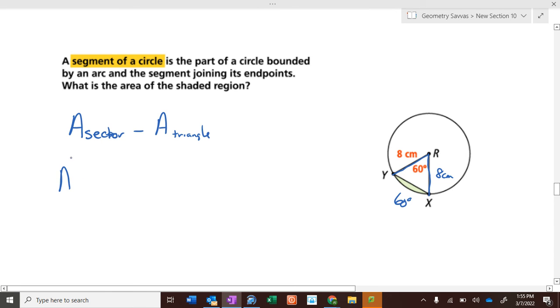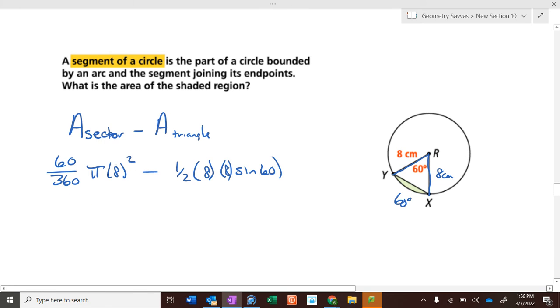So the area of the sector is the angle 60 out of 360 times pi r squared. The area of the triangle is 1/2 times 8 times 8 times the sine of 60.